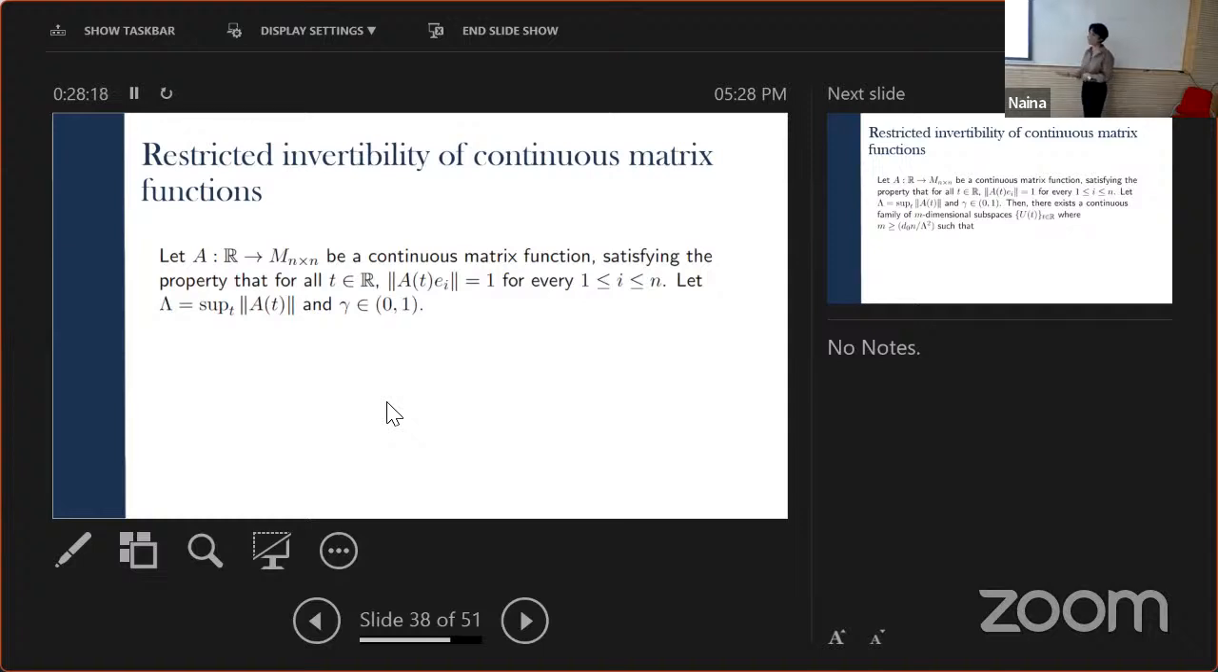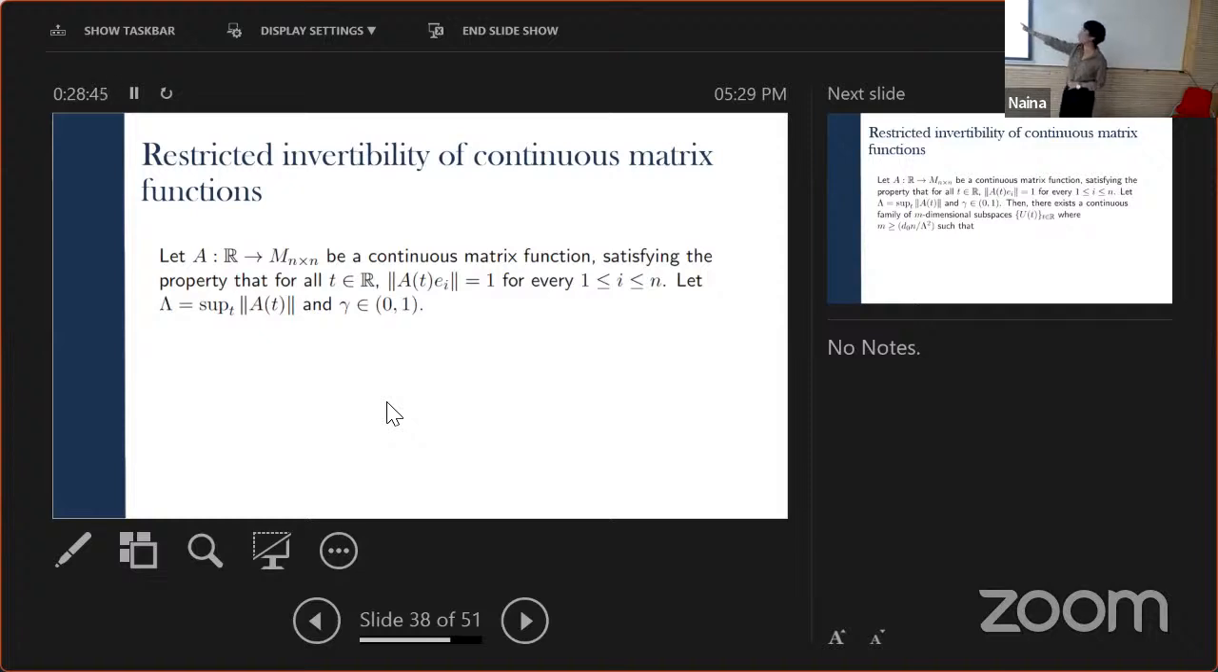This is the same as the Bourgain-Tzafriri property, which is that at every point t, each matrix column has norm 1. Then we define lambda to be the supremum of the norm. In that case, we had just the norm of the operator, but because the norm will also change as t changes, we take the supremum, and this, by the way, is bounded by root n because we restrict the columns to have norm 1.